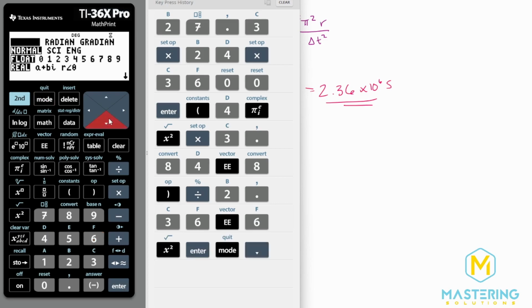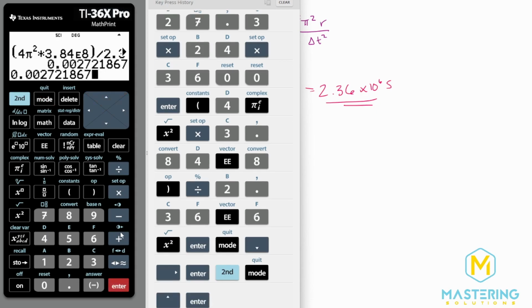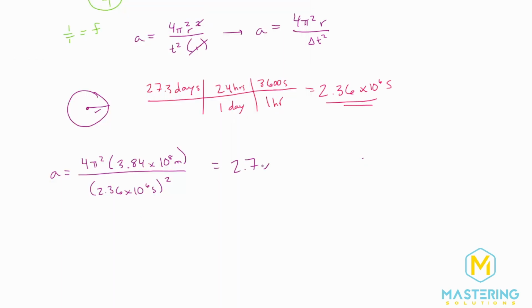So let's change that to scientific notation. So now when we come back out, we have 2.7 times 10 to the negative 3 meters per second squared, which is the centripetal acceleration for the moon as it orbits around the Earth.